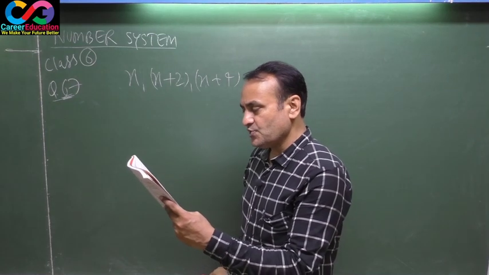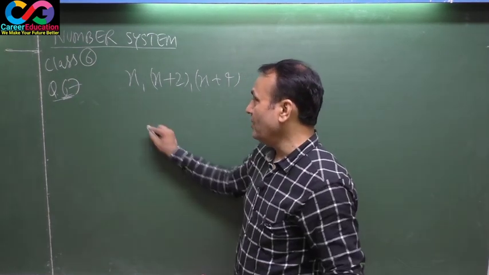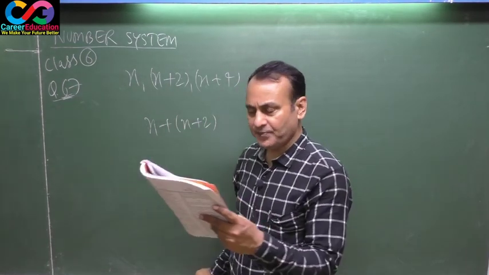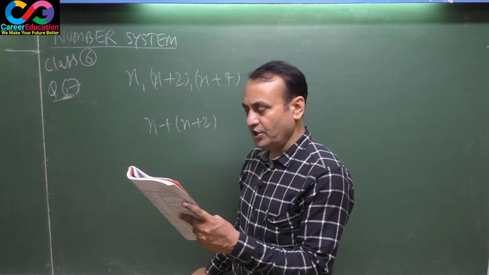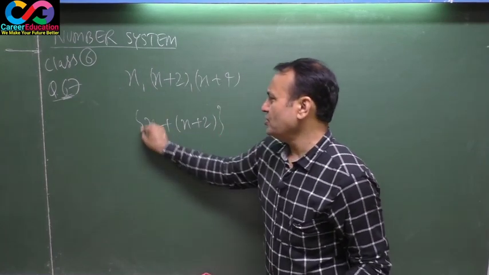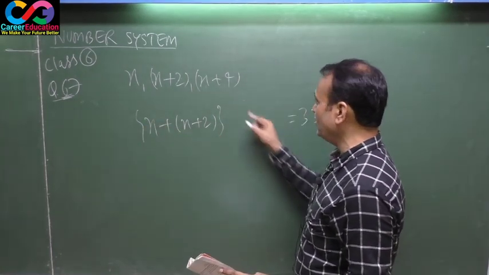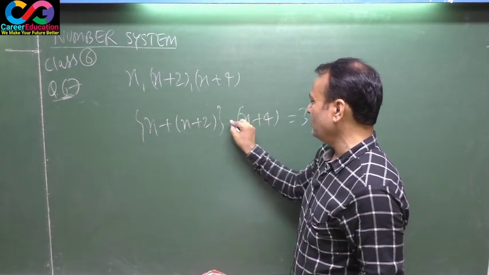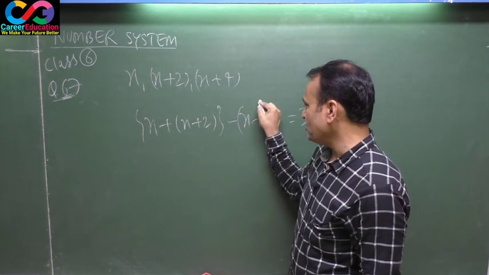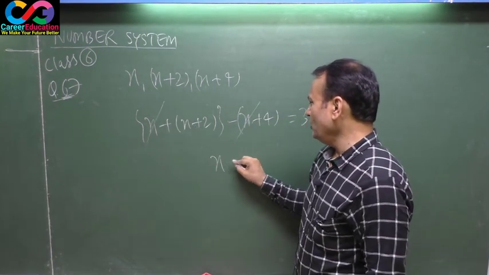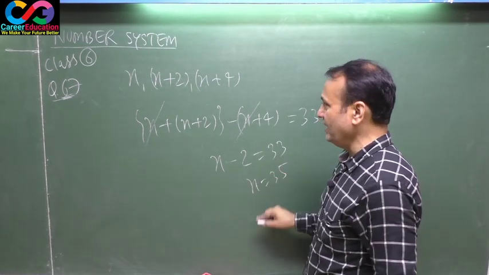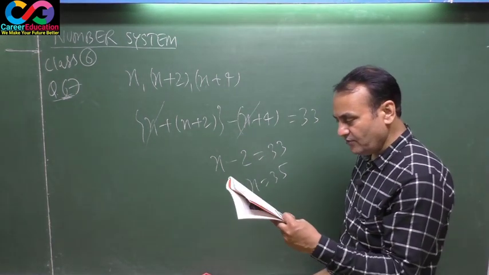The question says the sum of the first two numbers of three consecutive odd numbers. The first two numbers are added. The sum of the first two numbers is 33 more than the third number, x plus 4. Bigger minus smaller equals 33. Now you have to solve here. x must be cancelled, 1x. Now x minus 2 equals 33. x equals 35. The smallest is 35.